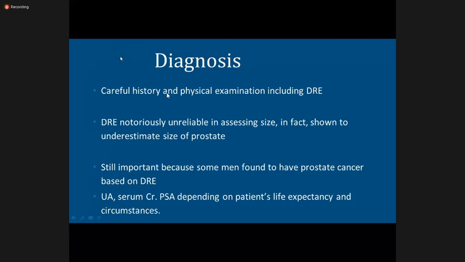So, a careful history and physical examination, including digital rectal examination. In digital rectal examination, the patient has normal mucosa of the rectum with a smooth surface of the prostate. The median sulcus is palpable and no nodule is palpable. So that is the criteria for benign prostatic hyperplasia. So serum creatinine and PSA depending on the patient's life expectancy and circumstances.